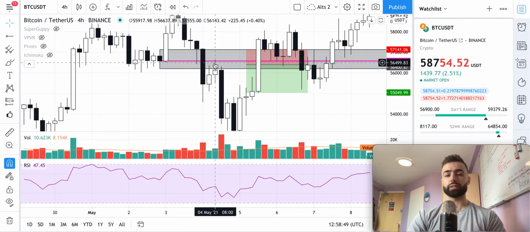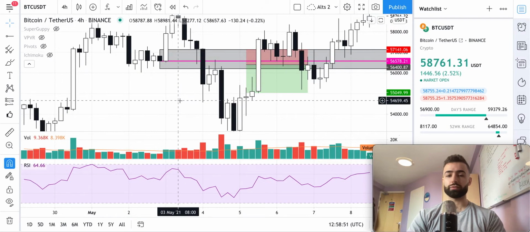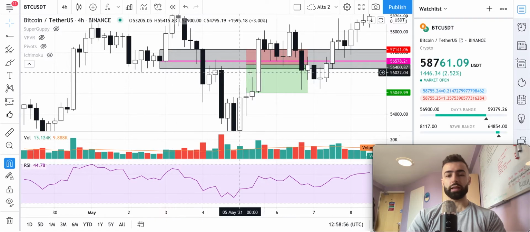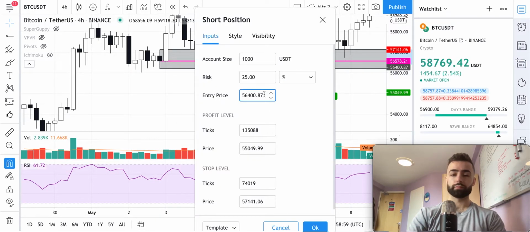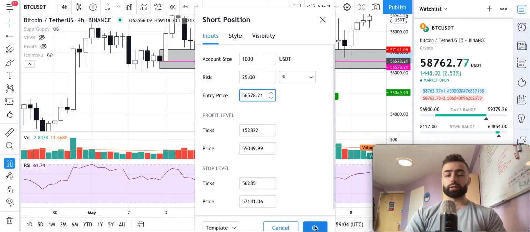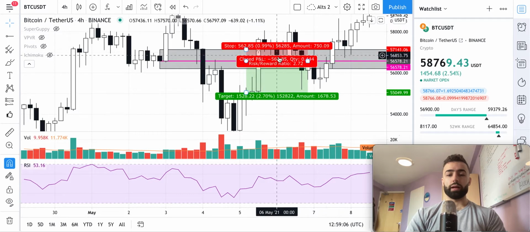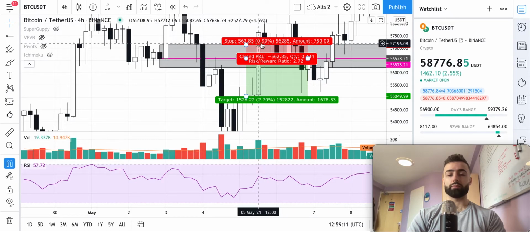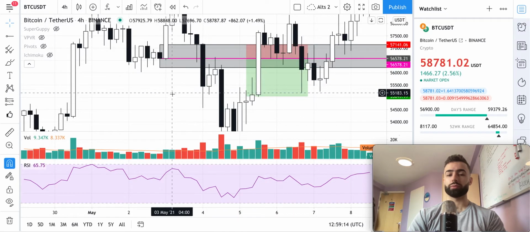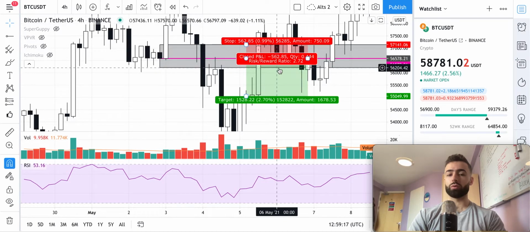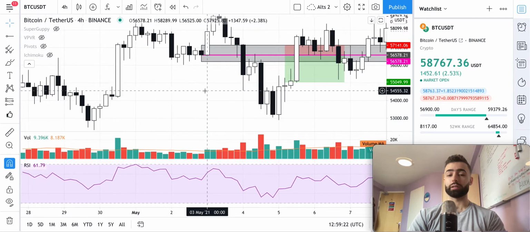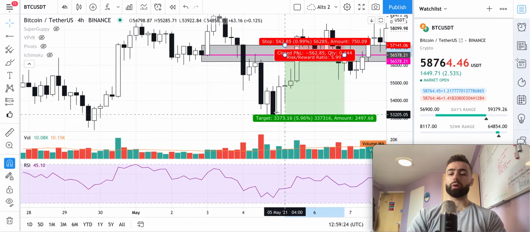So let's say that we entered right there, just for simplicity's sake. That is at 56,578.21. So we click enter, and now we have our entry and our stop loss exactly where we want, and you can see it's a very tight stop loss, less than 1% away from entry price. So we really need this level to hold if we don't want to get stopped out of this trade. So now where do we target?